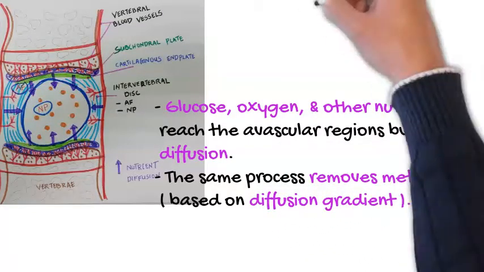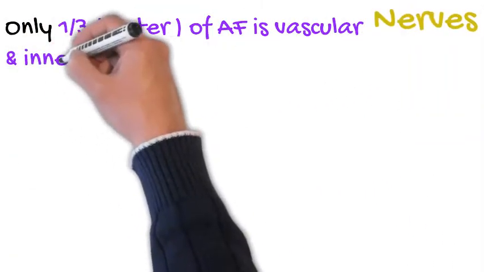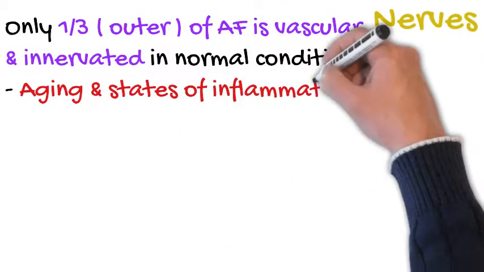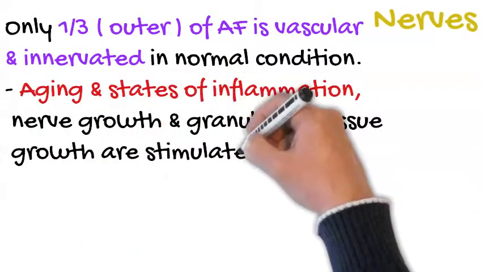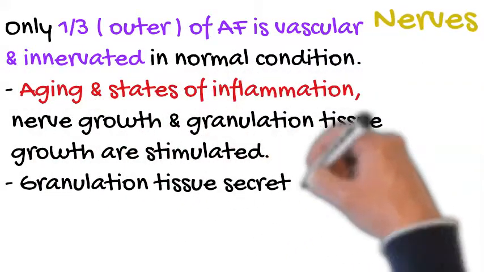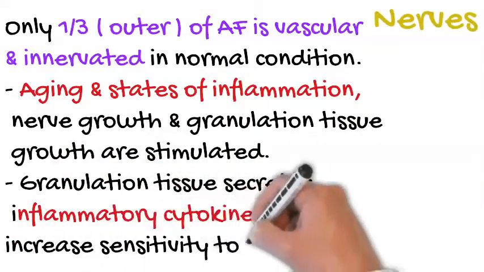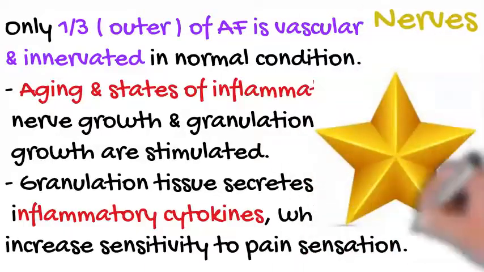Nerve innervation in the intervertebral disc. Only the outer third of the annulus fibrosus is vascular and innervated in a normal condition. In aging and states of inflammation, nerve growth and granulation tissue growth are stimulated. Additionally, the granulation tissue secretes inflammatory cytokines, which further increase sensitivity to pain.